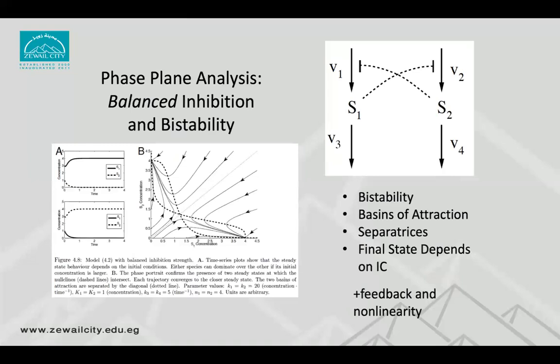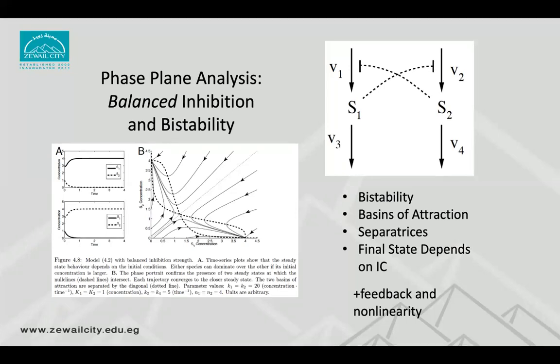Okay, so here are two initial conditions. In one initial condition, we started out with more S1 than S2, and we wind up with all S1. And here's an initial condition in which we started out with more S2 than S1, and we wind up with all S2. So if, on the other hand, we started out with S1 equal to S2, then what would happen?